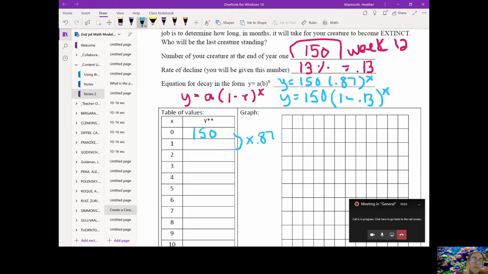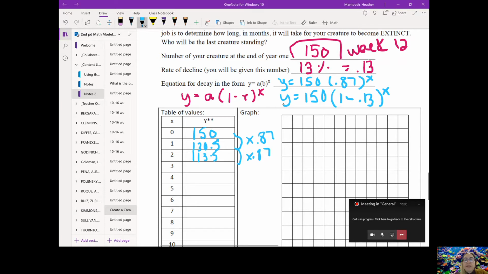Remember, if I multiply by a number less than 1, I actually get a decrease. So if I do 150 times 0.87, now I have 130.5. And I'll just keep going down the table and continuing to do that. Multiplying by 0.87, 130 times 0.87 gets me 113.5. And I'll just keep going.